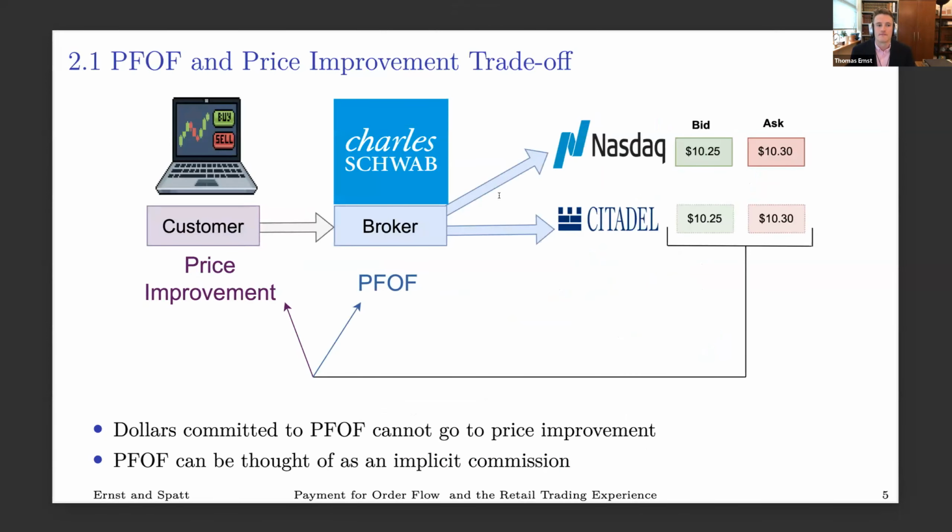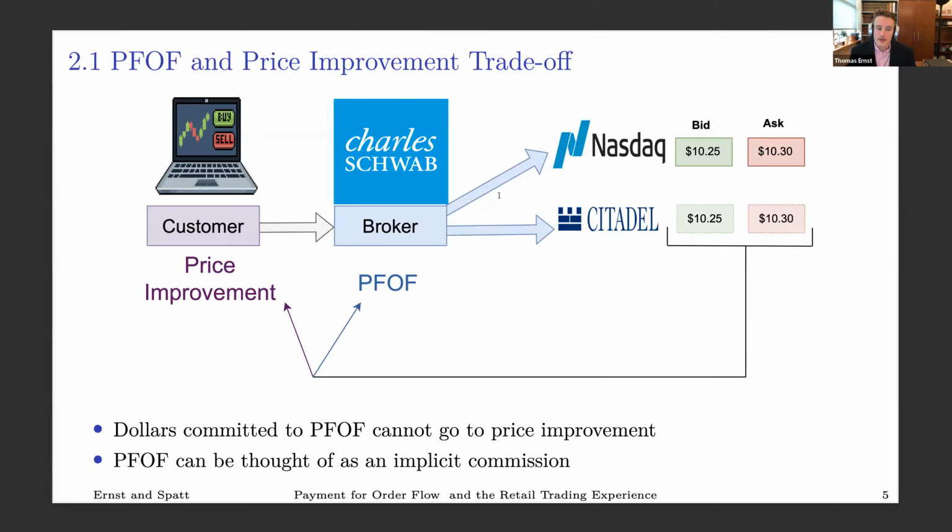So to the first point, there is an inherent trade-off between PFOF and price improvement. If you think about Citadel wanting retail orders, they want to compete against an exchange to get retail orders. Whatever dollars they're willing to commit to PFOF go to the broker. Those dollars are not able to go to the customer in the form of price improvement. So there is this direct trade-off here. But one thing I want to highlight about this trade-off is it's important to keep it in a broader perspective.